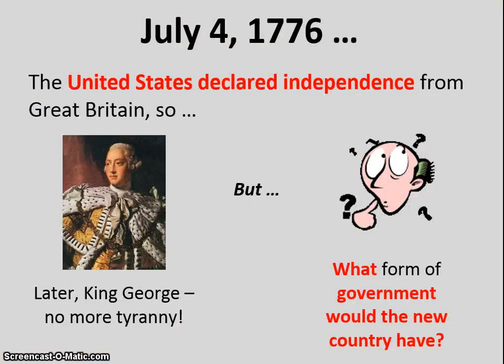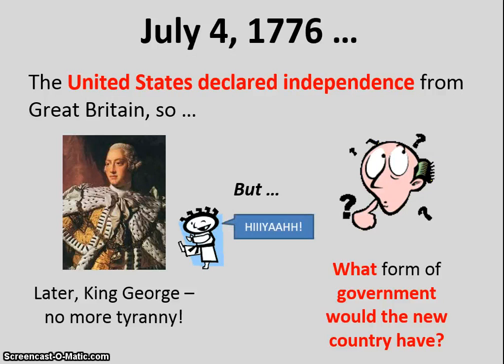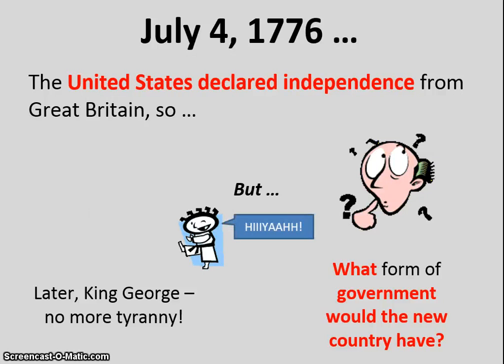So July 4th, 1776, Independence Day, the day that the United States declared its independence from Great Britain. So, as we see later King George, let's bring on our Karate Kid. Watch him do his kick. Hi-ya! And there goes George. But now that Britain is no longer our ruler, what kind of government would the new country have?